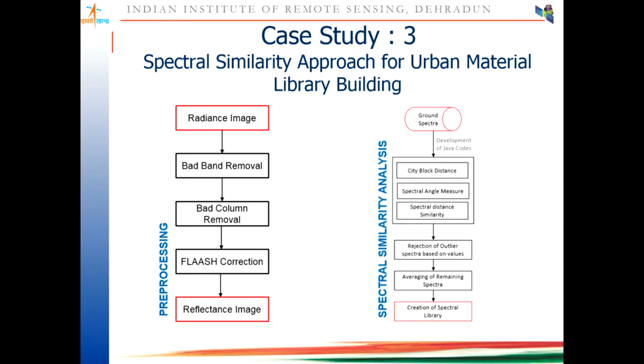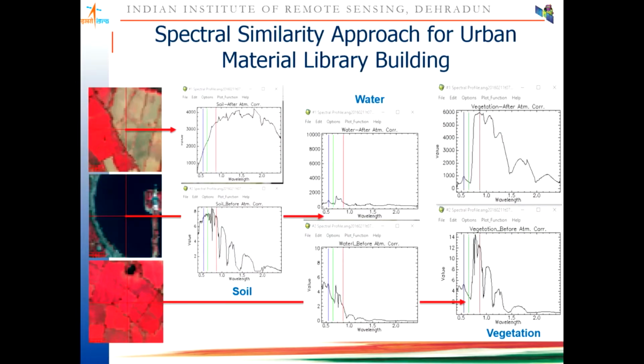Let me quickly take you through one of the other case studies, where we have tried to build the urban library. Now this is also important because once you have collected the data on the ground for the urban areas, you have roughly 200-300 spectra, and you have saved all the spectra with you. But how do you come to know that the spectra that you have saved belongs to a particular category and is the right kind of spectra that you are looking for? So here we have used spectral angle measure and spectral distance similarity measure for saving the data and removing the redundant spectra.